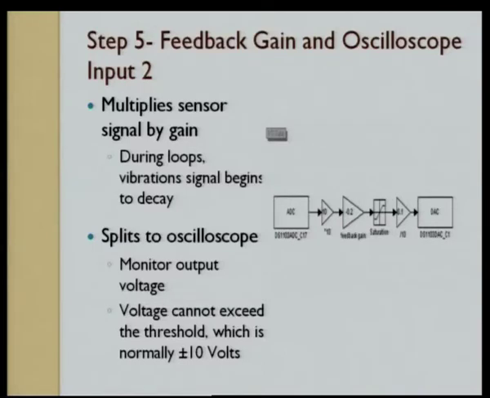Next we run through the feedback gain. The sensor output is multiplied by the gain, and it loops over and over again, and we see whether the vibration that is initially there due to the applied force is beginning to decay. Once this comes here, we look at the output also on the oscilloscope. When we do that, we also make sure that the output voltage is not exceeding 10 volts, because that is the threshold that we have put here.